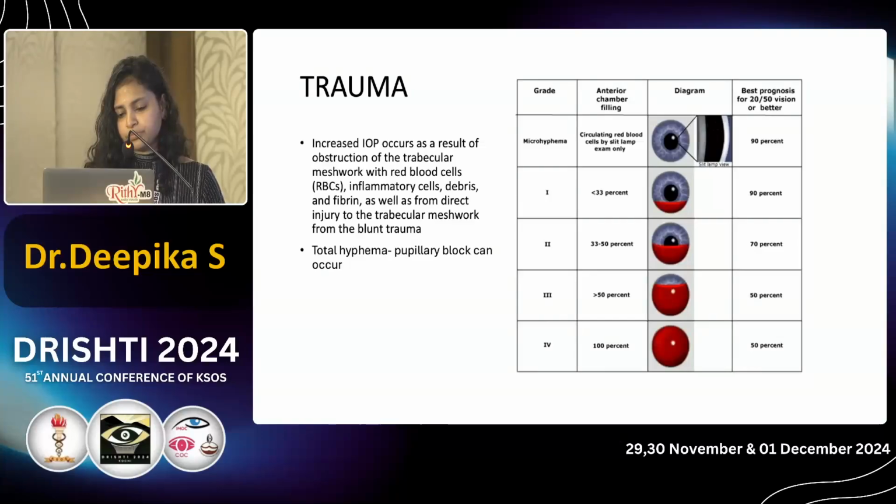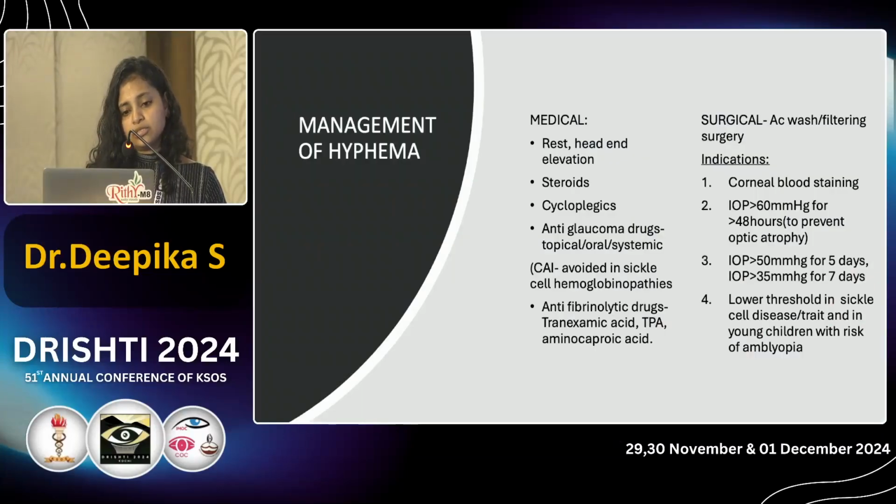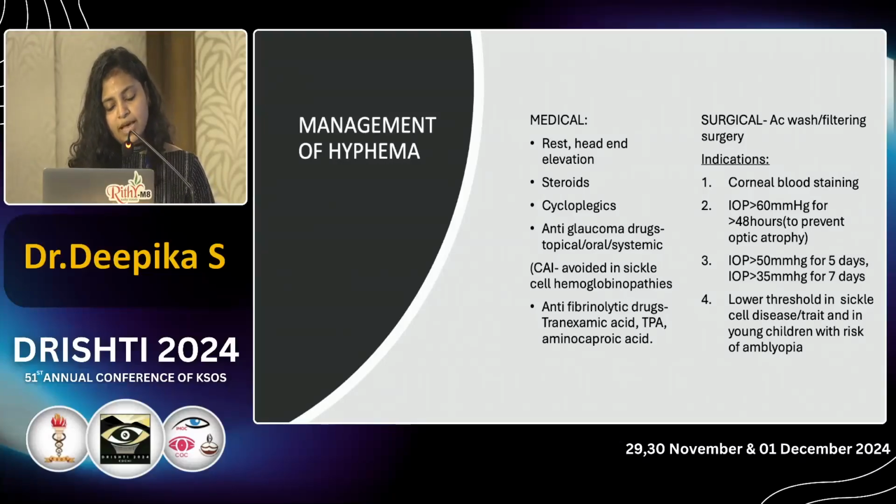So how do you manage these conditions in OPD? Medically, you have to advise first rest and head elevation, and steroids and cycloplegics should definitely be given to take care of the inflammation and the ciliary spasm, and anti-glaucoma medications to reduce the IOP should be given. In particular, carbonic anhydrase inhibitors should be avoided in sickle cell hemoglobinopathies, because they can aggravate the acidosis and cause more sickling.